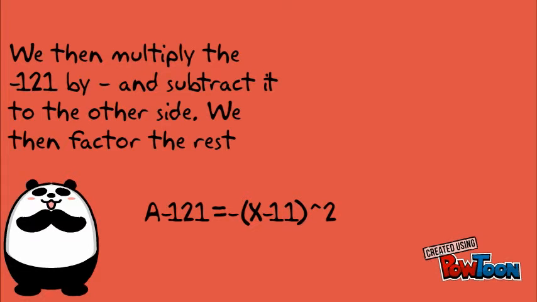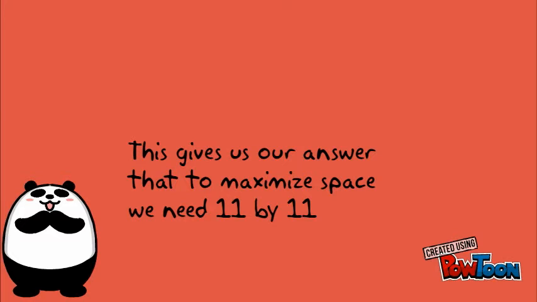So we then multiply the negative 121 by a negative and subtract it to the other side. We then factor the rest. This gives us our answer that to maximize space we need 11 by 11: 11 meters by 11 meters for the length and the width.